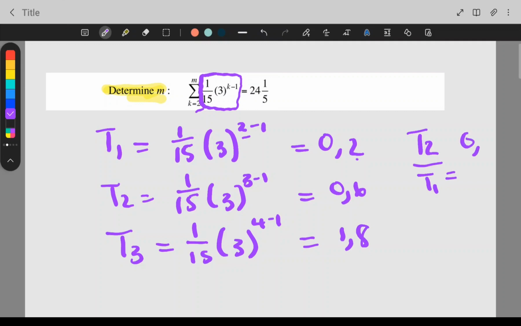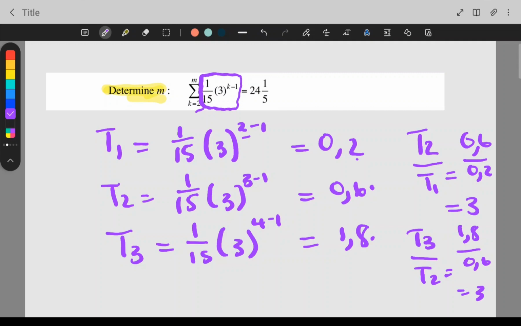Let's see what this is. This is 3. And let's do this one over that one just to double check. What's T3 over T2? 1,8 over 0,6. It's also 3. So there is a constant ratio. Okay? So this is the first term. And our constant ratio is 3. Okay, so that was step 1. Find the first 3 terms.